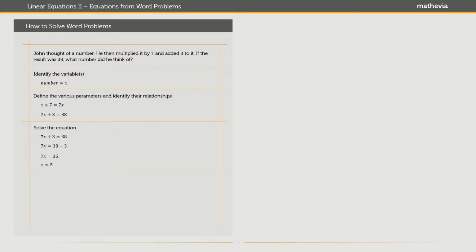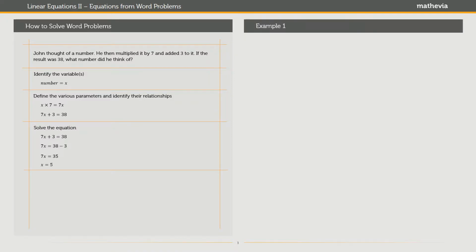Okay, and if you think about it, John thought of the number 5, he multiplied 5 by 7 and got 35, and when he added 3 to 35, he got a final result, 38. Okay, you see how this works? Very interesting. Let's try an example.